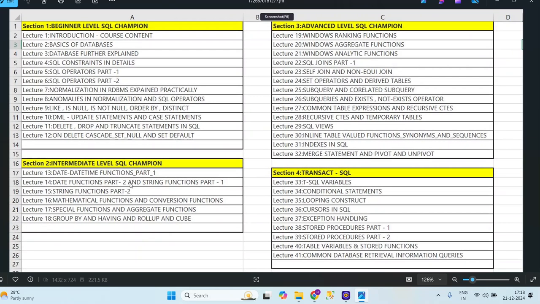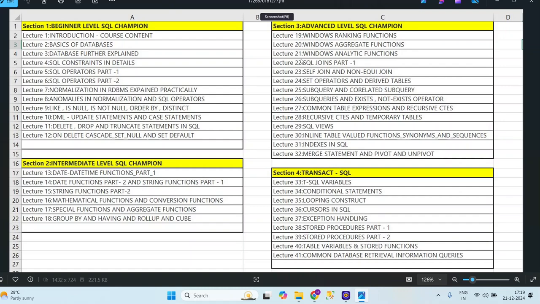Then in the intermediate level SQL, I have covered different functions, that are inbuilt functions like date time functions, string functions, mathematical functions and conversion functions. Then some special functions as well as aggregate functions. I have also covered the GROUP BY and HAVING clause as well as ROLLUP and CUBE.